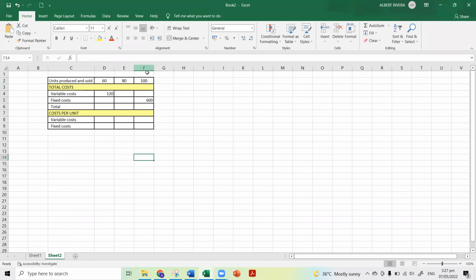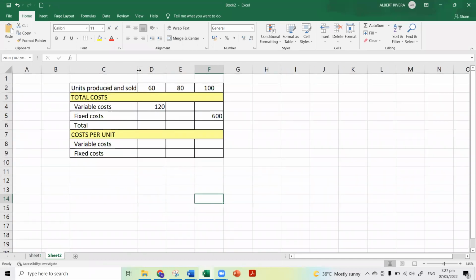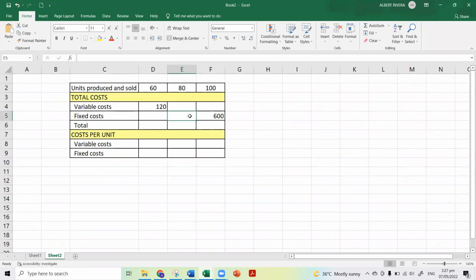Okay, so this is also 600. Okay. How about this fixed cost? Under 60 units produced and sold, what is the level of fixed cost here? That is 600 also. Okay? So, what is now the behavior of fixed cost? That is constant in total and varies per unit.